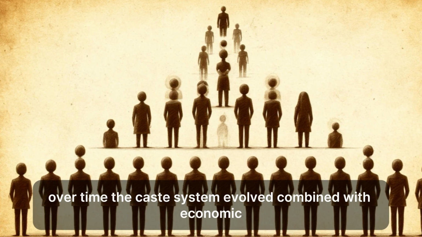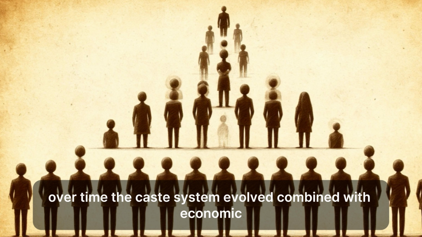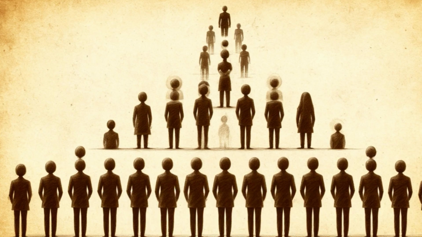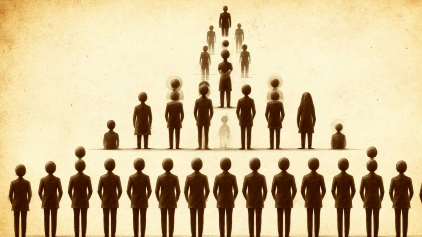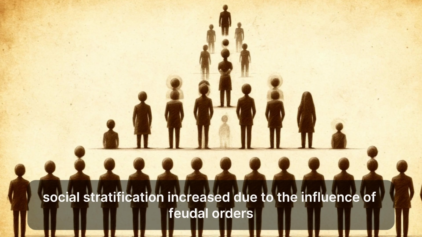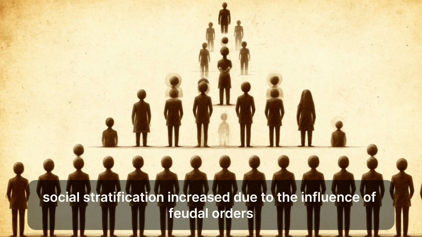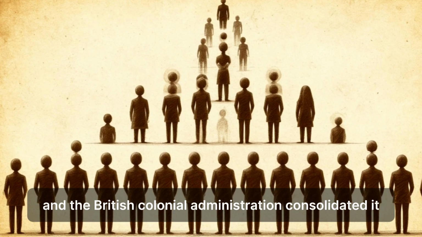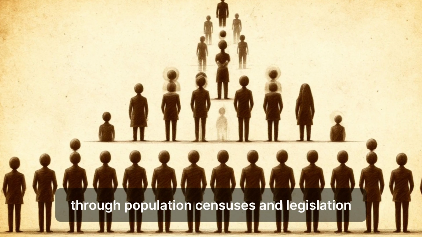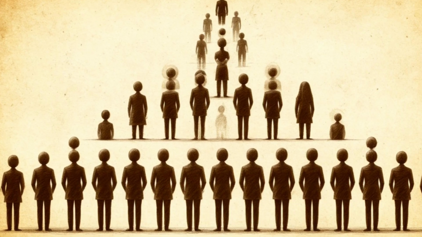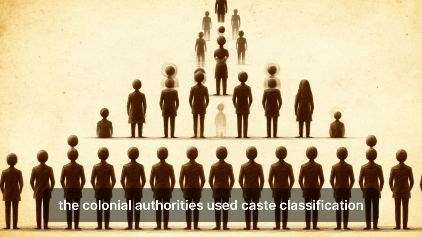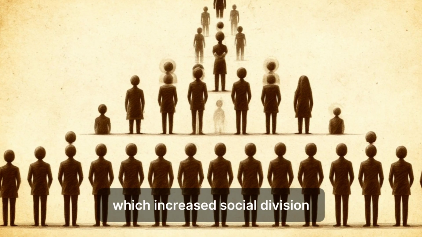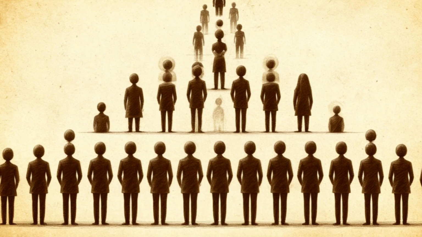Over time, the caste system evolved, combined with economic, political, and cultural changes. In medieval India, social stratification increased due to the influence of feudal orders, and the British colonial administration consolidated it through population censuses and legislation. The colonial authorities used caste classification to control the population, which increased social division.